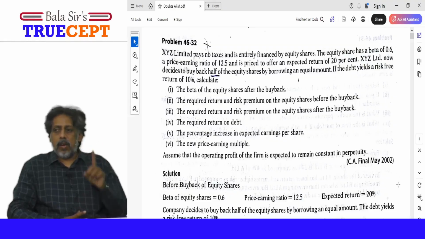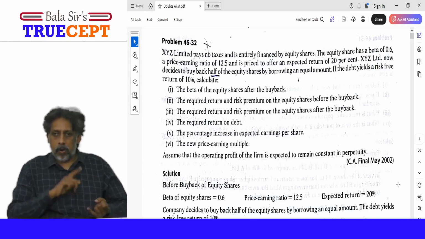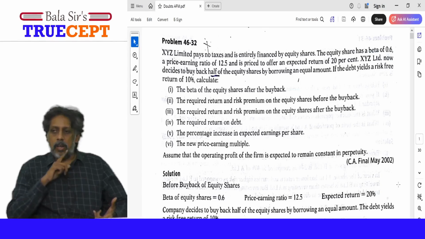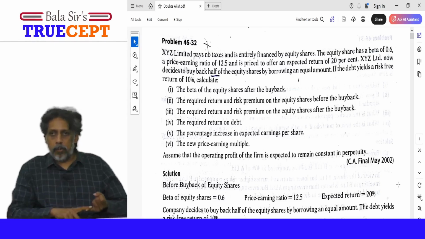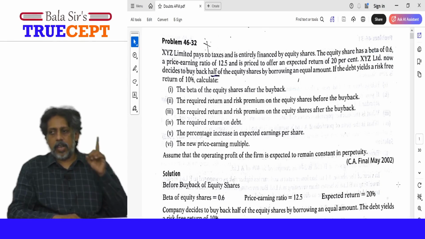Now let us go ahead and take on this example on capital asset pricing model. You would have learned about the beta asset formula and how to calculate the risk premium and so forth. Now let us take on this example.